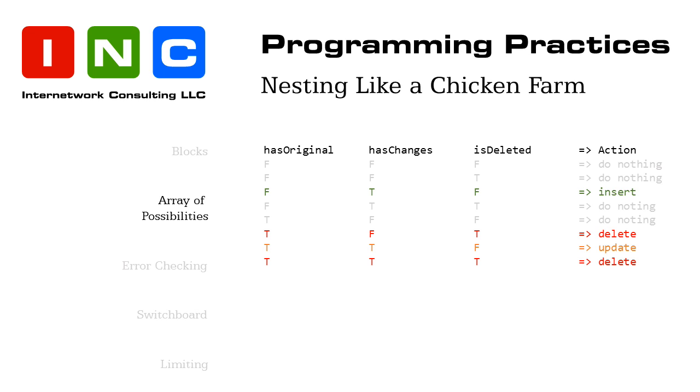If it's a new row and deleted, do nothing. If it's a new row and no changes, do nothing. If it's not new and there's no changes, do nothing. Also notice the 2 conditions where we'll delete. If it's not a new row and it's flagged for deletion, then delete it.